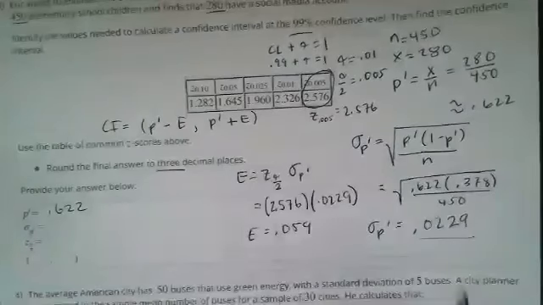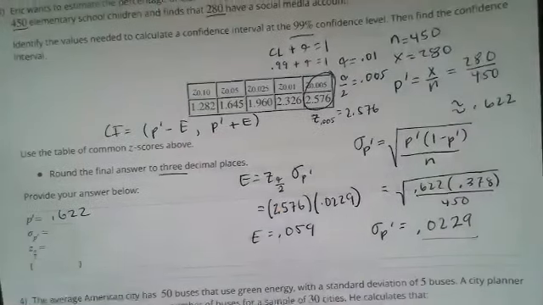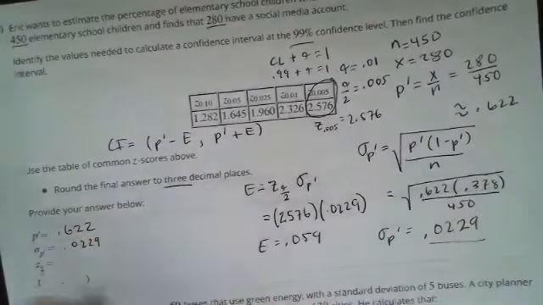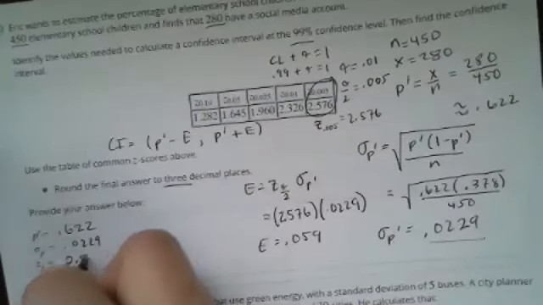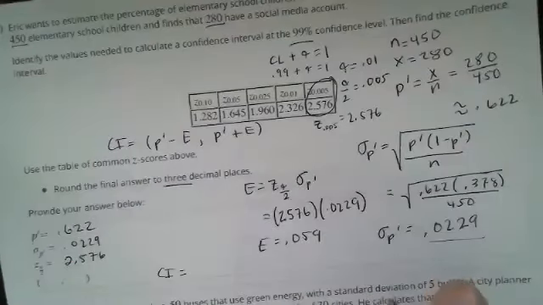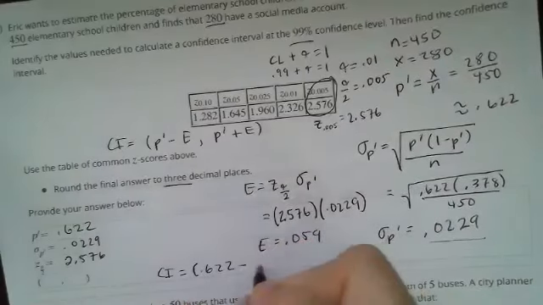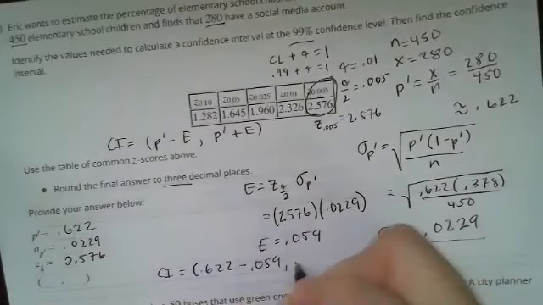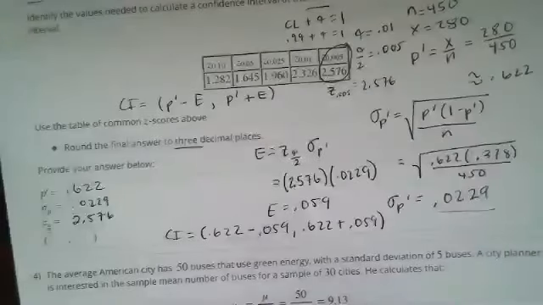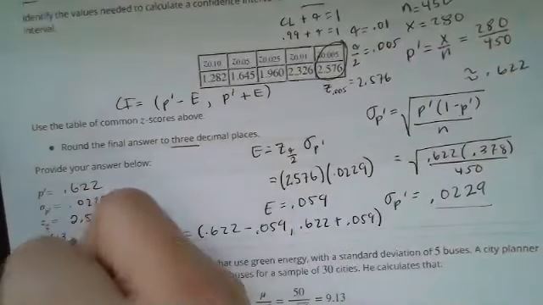Okay, all right, so now you have everything. You have E, and you have your p prime, and you have your standard error, 0.0229, and then z of alpha over 2 is 2.576, and then your confidence interval will be 0.622 minus 0.059, comma, 0.622 plus 0.059, and that comes out to 0.563, comma, 0.681.